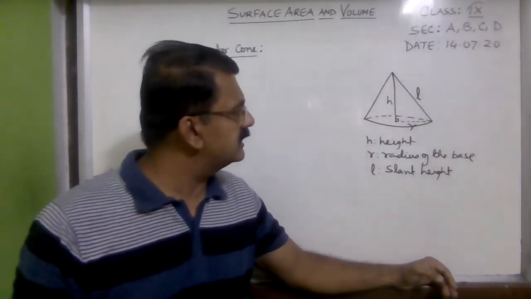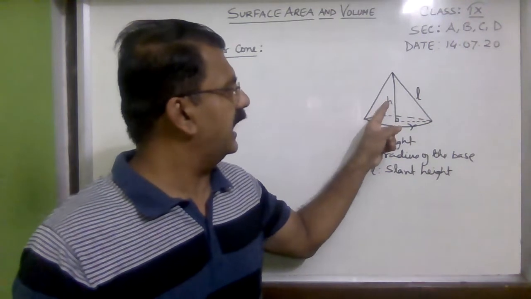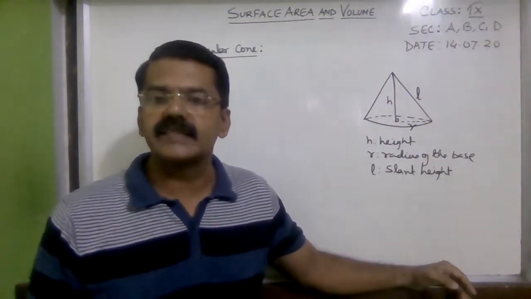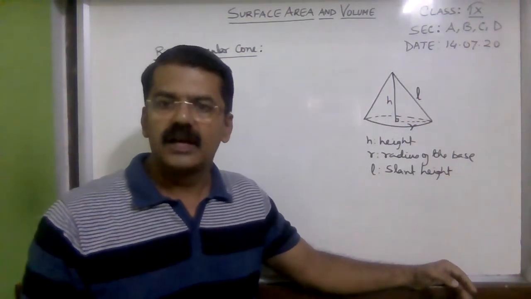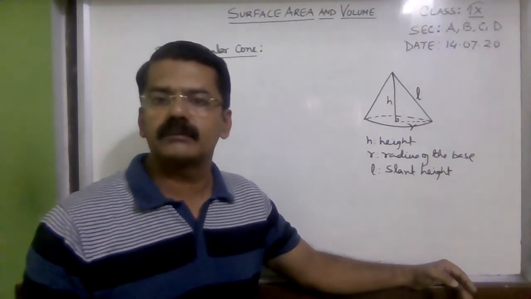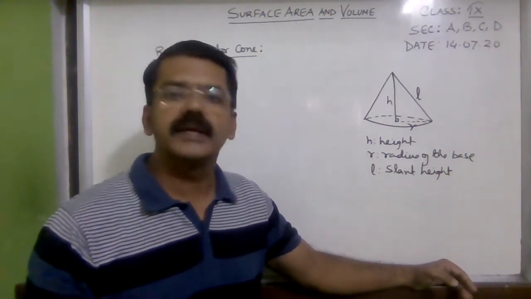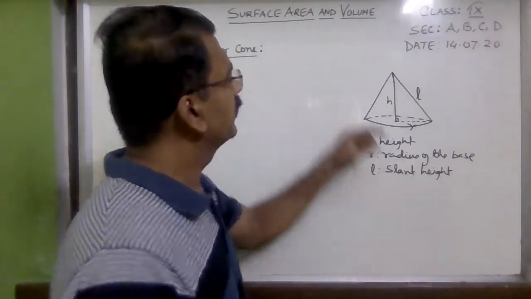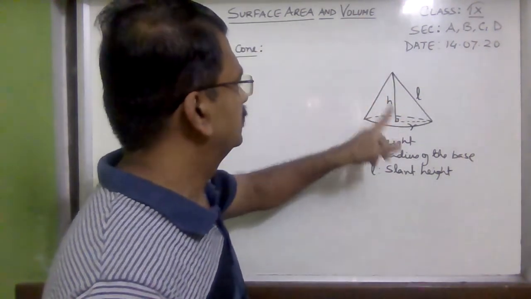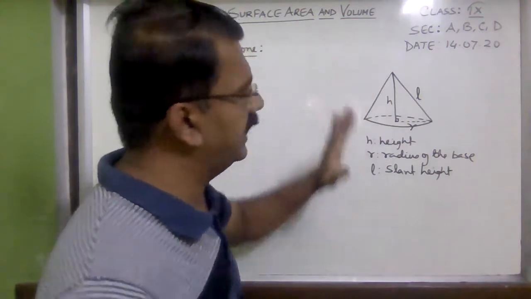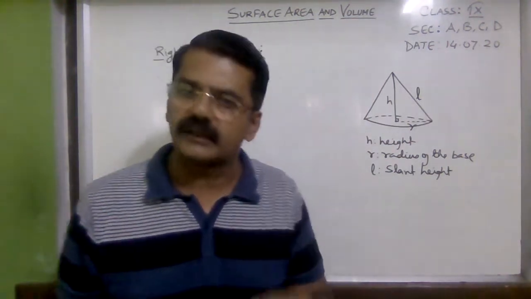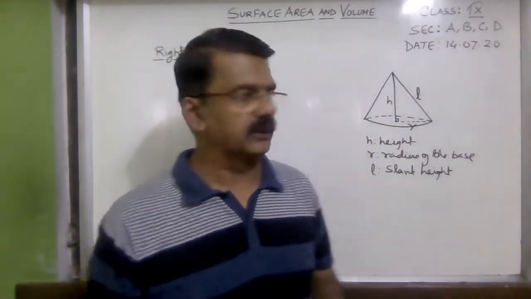Now as you can easily see, h, r and l are the three sides of a right angle triangle. So if any two of them are given, then the third one can be calculated using Pythagoras theorem. Clear? H, r and l. Out of these three, if two are given, you can find out the third using Pythagoras theorem.